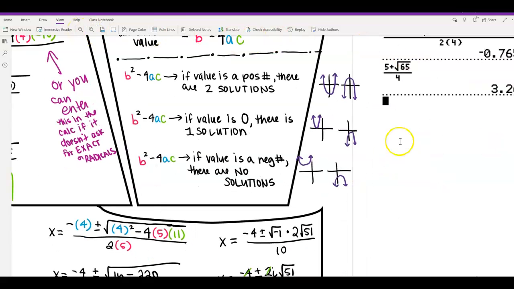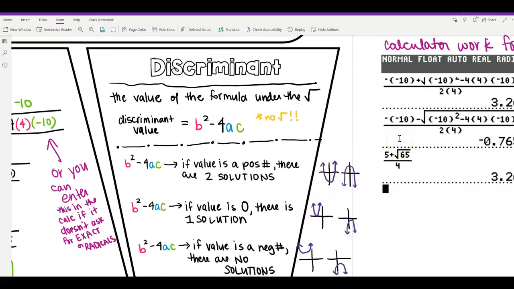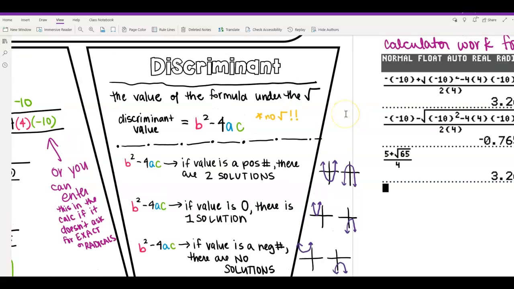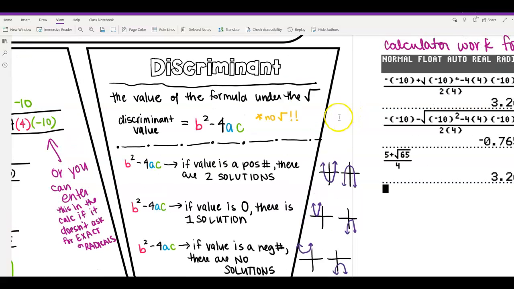All right, last thing I want to talk about is the discriminant. So if you remember when we did quadratic formula, sometimes they would ask you about the discriminant, and that was just to help you decide how many solutions there were. So first of all, how do you find the discriminant? Well, you just do the amount underneath your radical, which is b squared minus 4ac. So you would only type b squared minus 4ac in your calculator. Do not type the square root sign and try to figure out what that value is, okay?